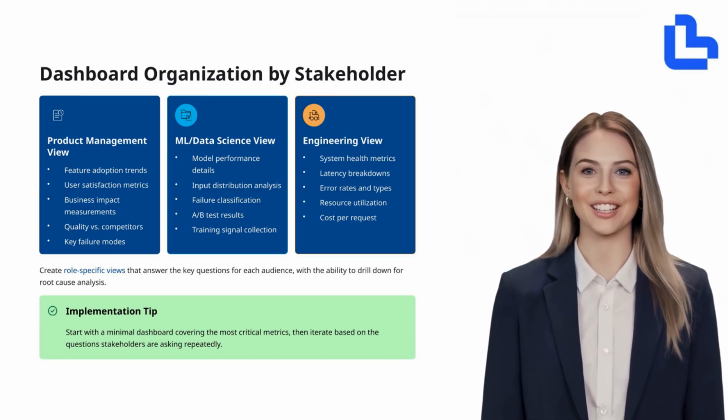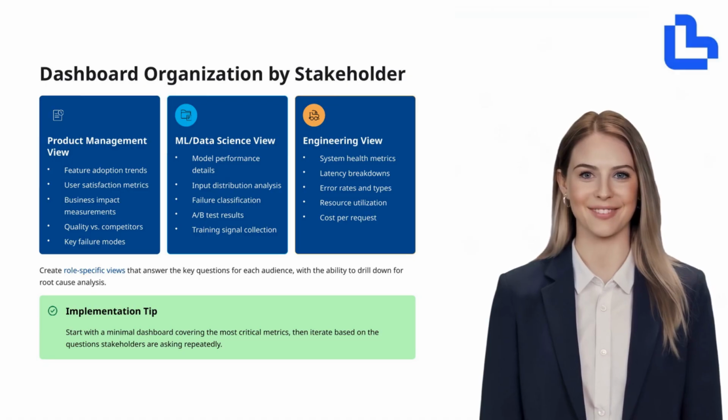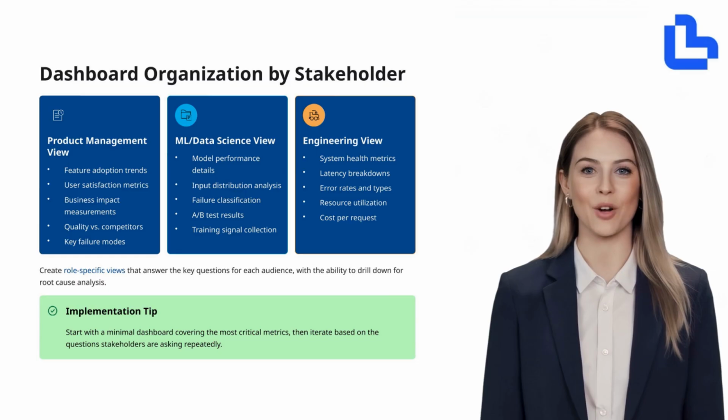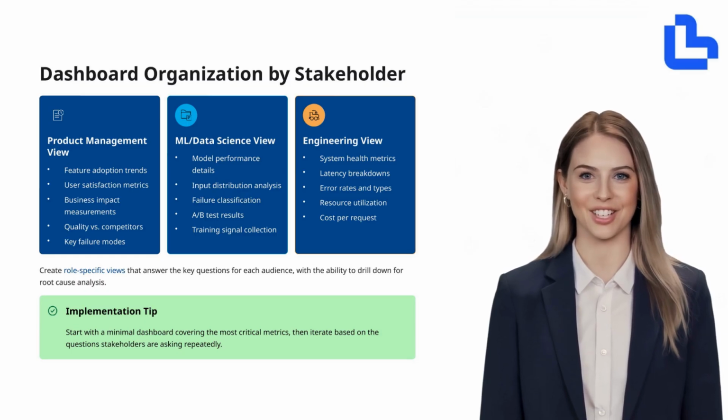Next, build a machine learning and data science view. This should include detailed model performance metrics, input distribution analysis, failure classification, and A/B test results. It's also the place to track training signal collection and monitor how feedback is being used to refine models.